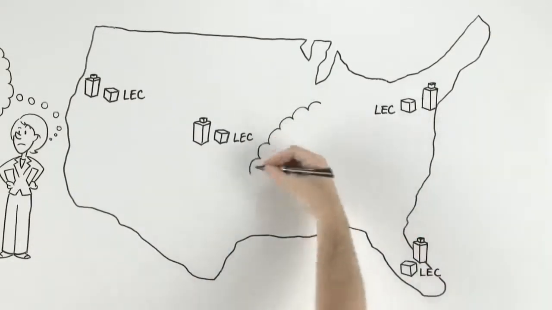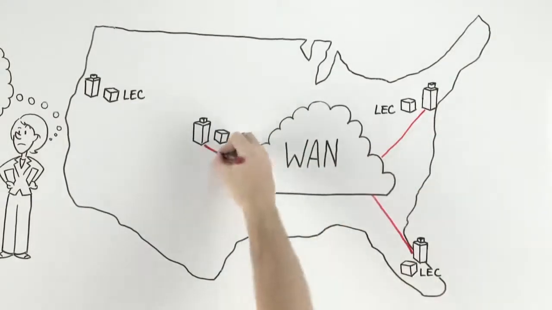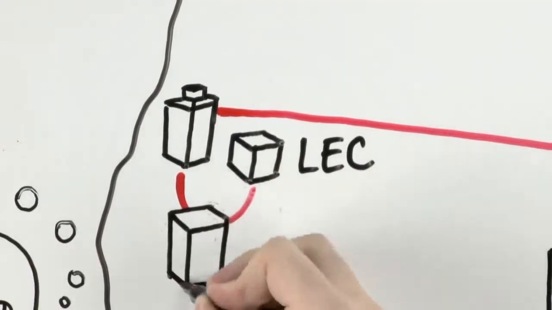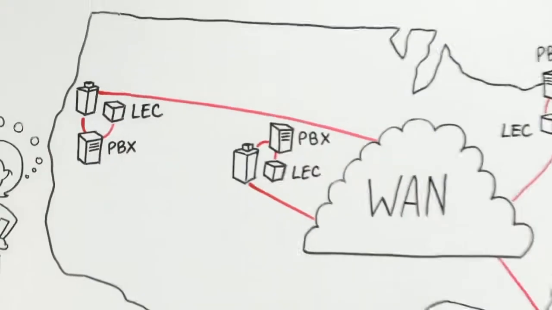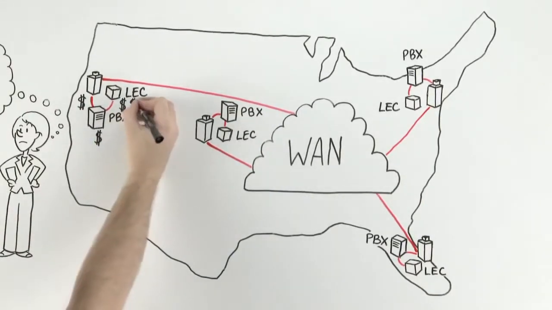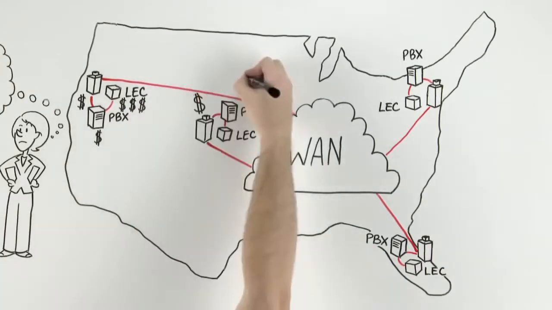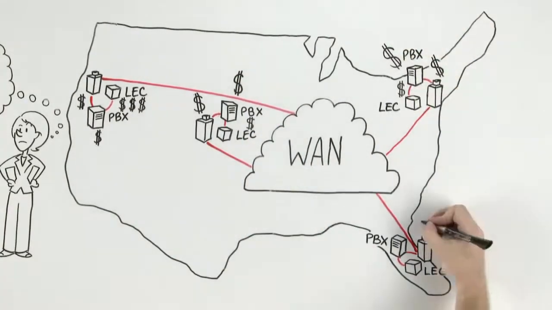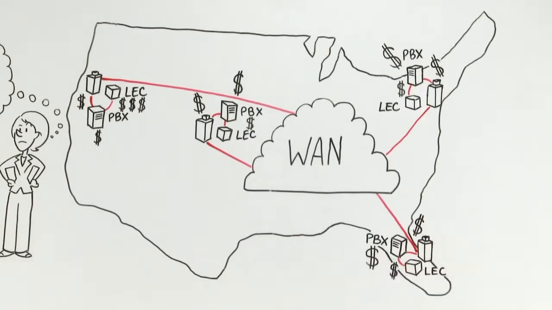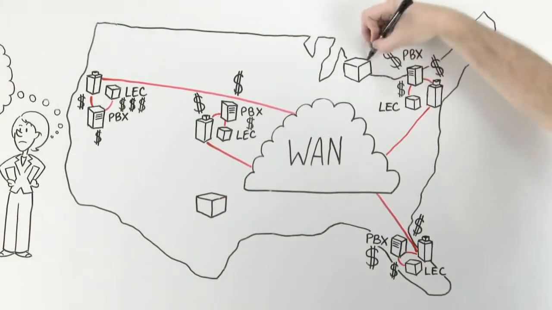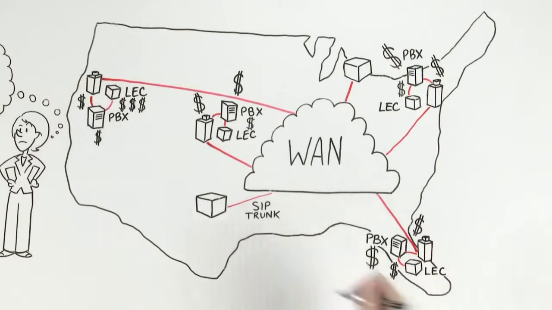Each of your locations requires a connection to the local phone company. You probably have a telephone line or PRI trunk and maybe even a dedicated PBX at each location. You pay for the connection, for the PBX, and the maintenance of the phone systems. You also pay for local access fees and long-distance fees. All of these costs can really start to add up, especially when you add in the cost of managing different bills and different vendors.